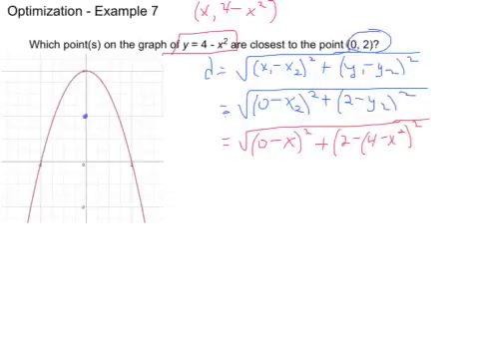And that's our function, and I can clean it up, of course. So this is going to be negative x quantity squared, which is positive x squared, plus 2 minus 4, which is negative 2, minus negative x squared, so plus x squared, quantity squared. Now here's the, not really tricky thing, but just the special idea behind this particular one. This represents our distance, and that is in fact what we want to minimize.